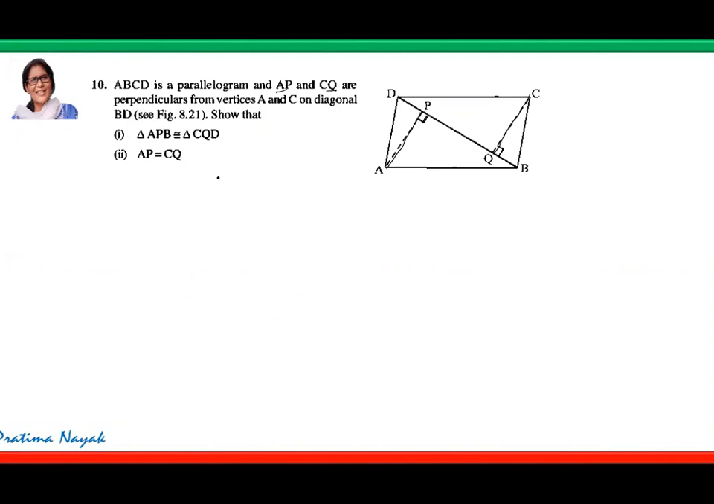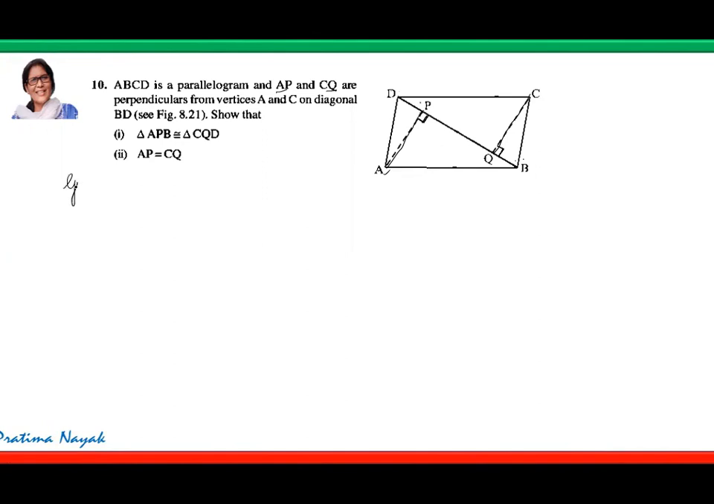You have to show that triangle APB is congruent to triangle CQD and AP is equal to CQ. Once you prove the congruency, you can write AP is equal to CQ by CPCT. So let us start now.